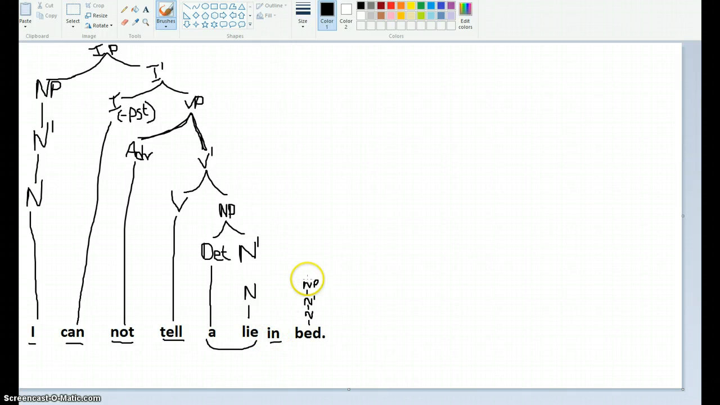Notice how I made it real small. This actually forms P1 because it's a complement. There's your preposition. What's the head of a prepositional phrase? The preposition.